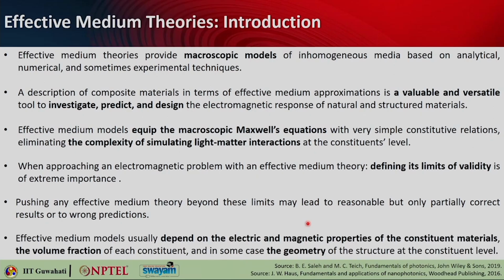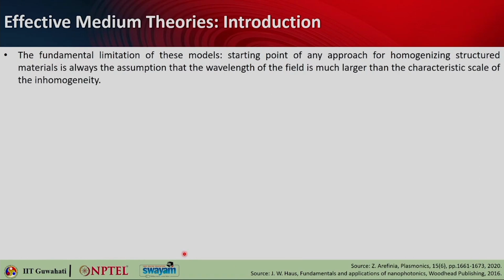Effective medium theory usually depends on the electric and magnetic properties of the constituent materials, the volume fraction of each constituent, and in some cases the geometry of the structure at the constituent level also gets into this particular theory. We will look into the different theories and different cases where each of these theories can be used. Always remember that every theory is valid for a certain range, but it also fails beyond a certain limit, and there are some limitations or approximations, or you can say simplifications, that have been considered while deriving these theories.